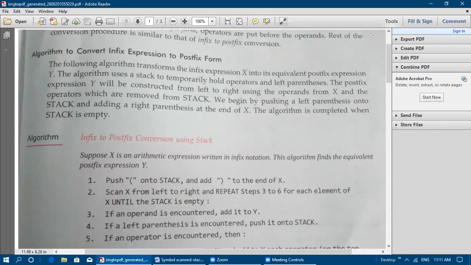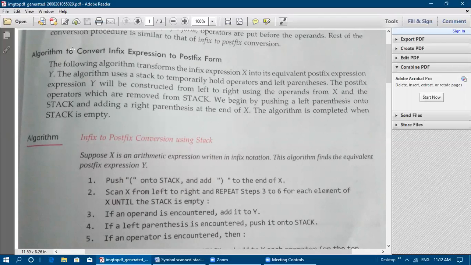So in the last video we discussed what is meant by an infix expression and what is a postfix expression. An infix expression is one in which the operator is placed in between the two operands. In a postfix expression, the operator is placed after the operands, that is, after the values or variables. Then that expression is in the form of a postfix or suffix expression.